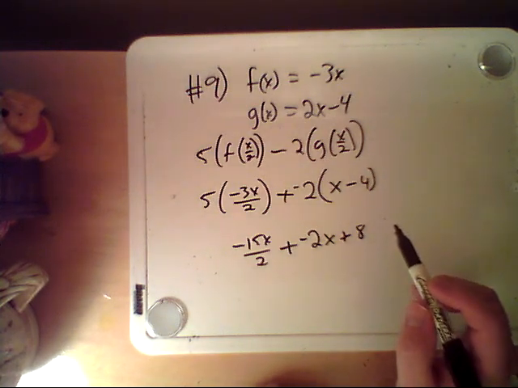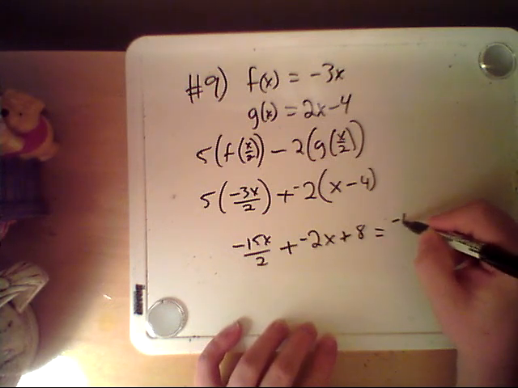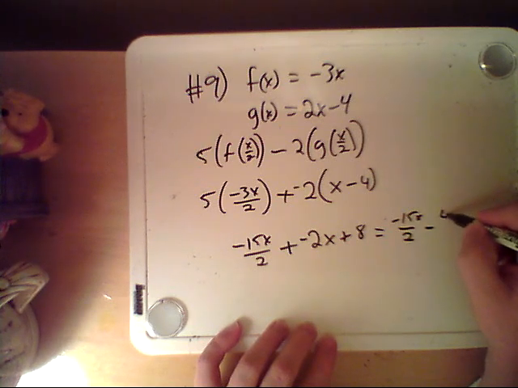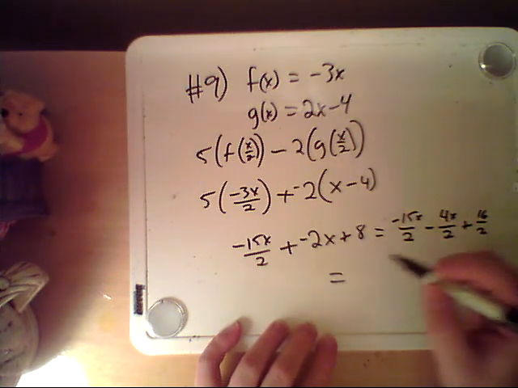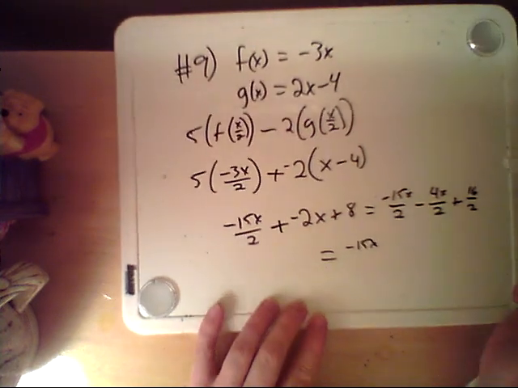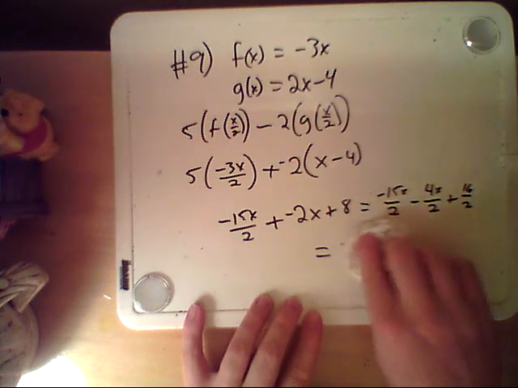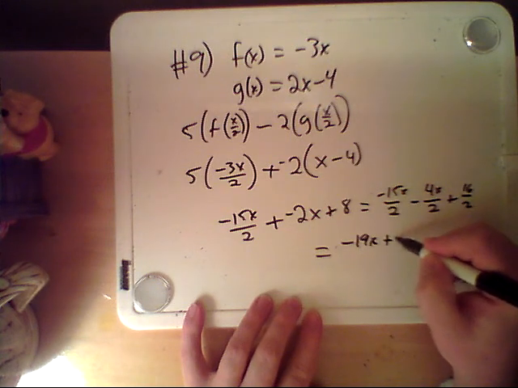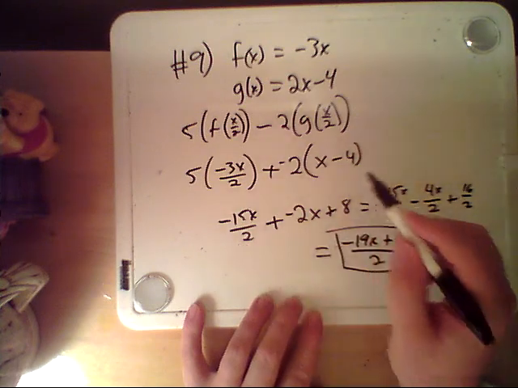And I'm fine if you leave it like this. We could find a common denominator here, so this will be equal to negative 15x over 2 minus 4x over 2 plus 16 over 2, which would all equal negative 15x minus 4x, which would be negative 19x. Negative 19x plus 16 all over 2. So that's really the final answer, but I'm fine if you leave it like this. That's okay.